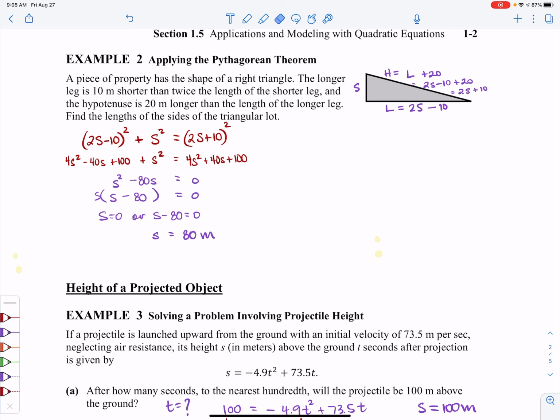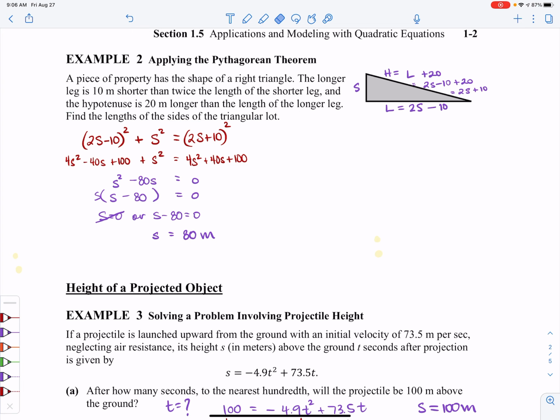Now, the first thing that I want to point out to you is that there's no possible way in the world that my lot of land can have a 0-meter side. So I'm going to throw out this solution because it's not possible, and I'm just going to stick with the 80-meter solution. But notice I'm not finished. Let's go back to the question, and it said to find the lengths of the sides of the triangular lot. So I'm supposed to find all 3 of the sides.